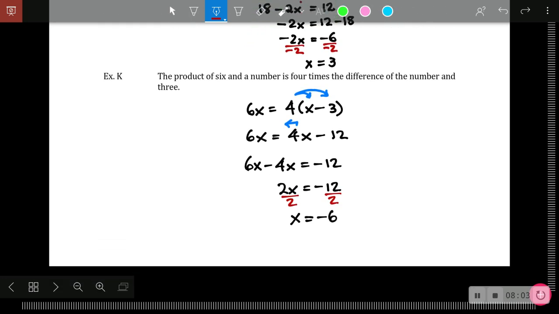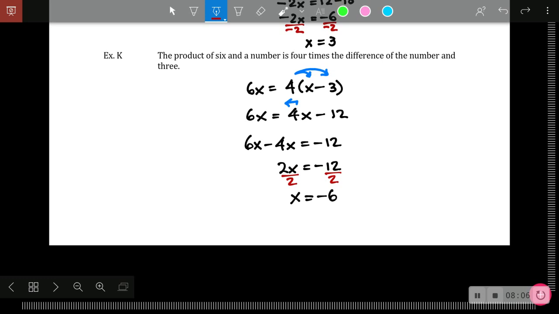Okay, example K here says the product of 6 and a number. So that's the product of 6 and a number there. Hang on, let me get the right tool. The product of 6 and a number is 6x, is 4 times the difference. Difference means subtraction, and it's not reversed.